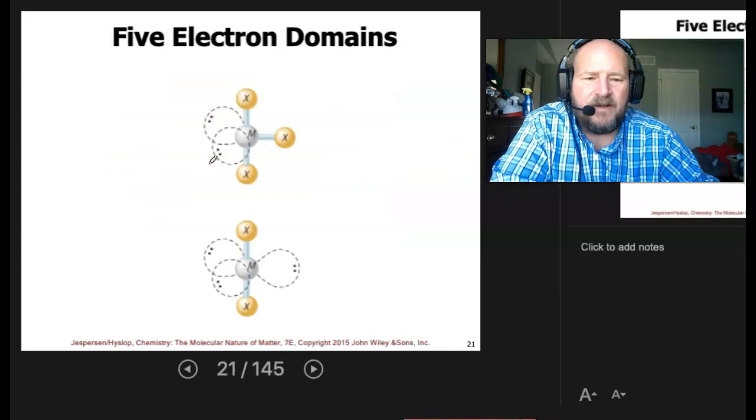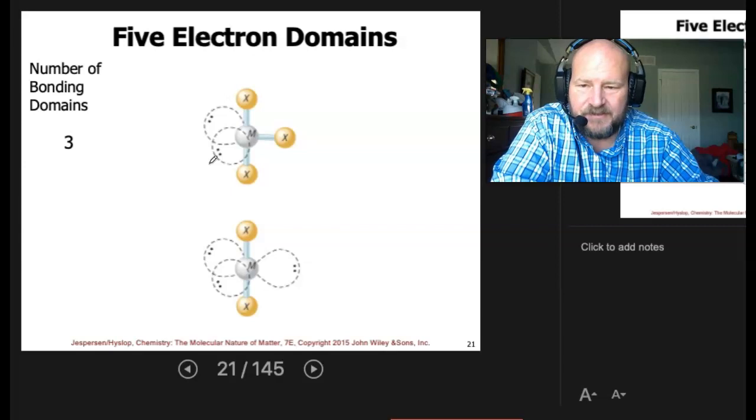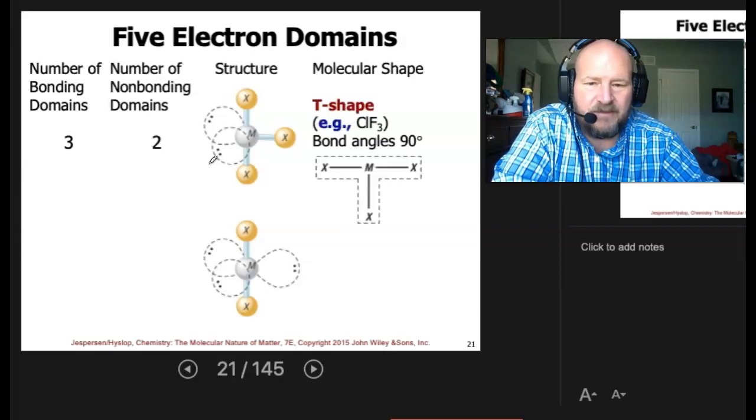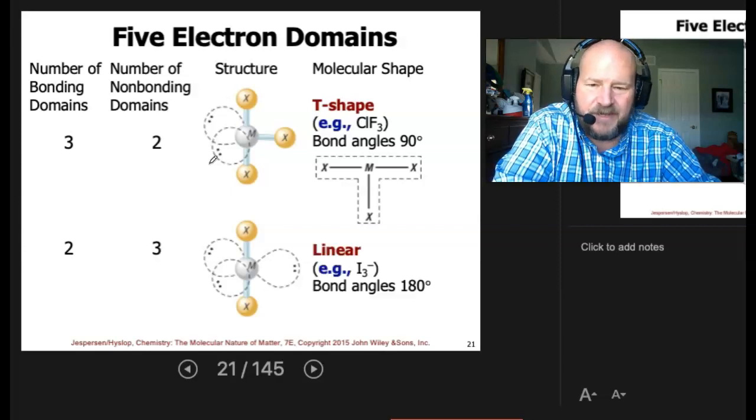Okay. Now if I start to move another one, so remember we have 5 electron domains. So now if we're going to take 3 bonding and 2 non-bonding, it's now going to look like a T. So we'll call that a T shape. And then we have 2 bonding domains with 3 non-bonding domains. Now we have linear.